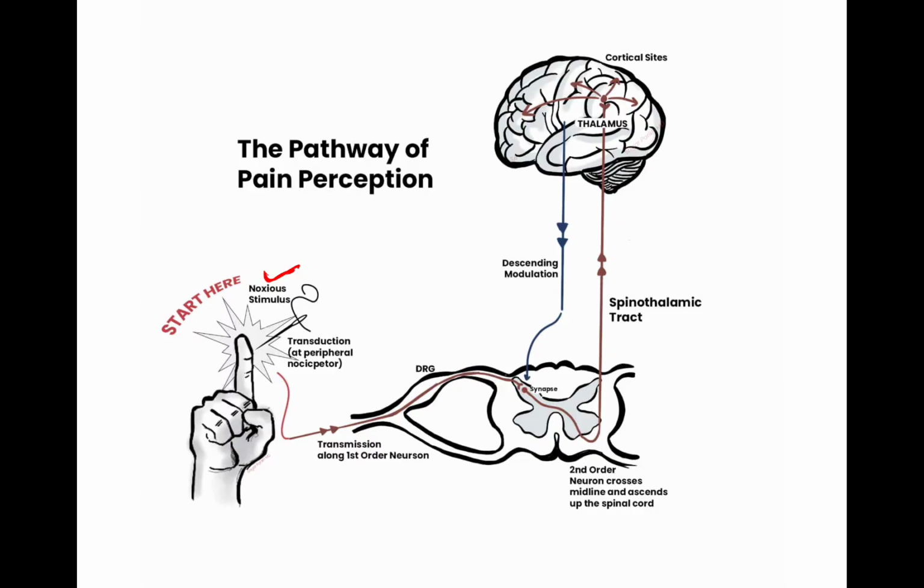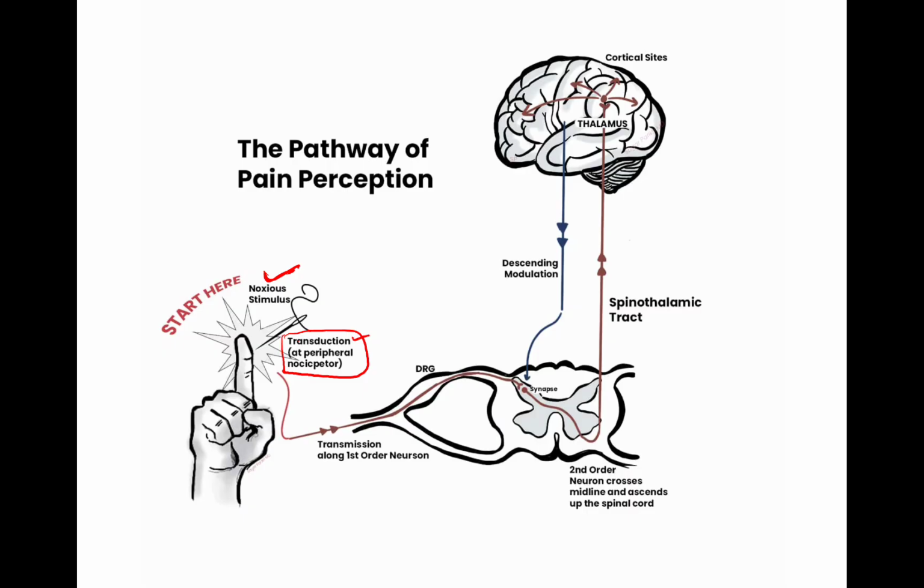Then after that you have transduction. At where? At peripheral nociceptor. At your fingertip there are nociceptors, which are the pain sensors. They have free nerve endings. So they detect the damage and convert it into an electrical signal. So this step is known as transduction. Think of it like a sensor that turns heat into electricity. That is transduction which is happening here.